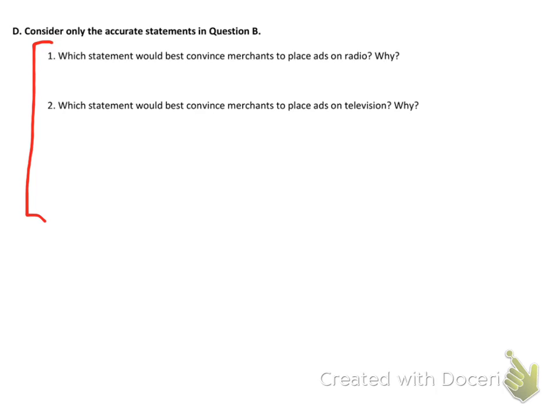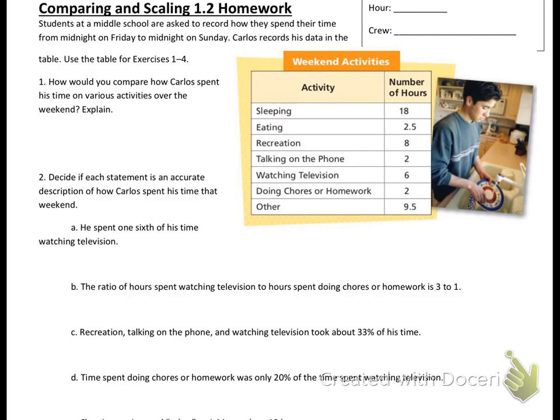But before we really go on and get started, I want to discuss really quickly how we're going to do the homework. Okay, on the homework, we have a student, a kid named Carlos. Carlos took an idea. How much time did he spend on the weekend doing different activities? He spent 18 hours sleeping, 2.5 hours eating. He spent 8 hours with recreation, basically playing, right? And then he spent 2 hours talking on the phone, 6 hours watching TV. He had to do chores for 2 hours, and then he did other stuff, just other stuff for 9.5. It doesn't fit into anything.